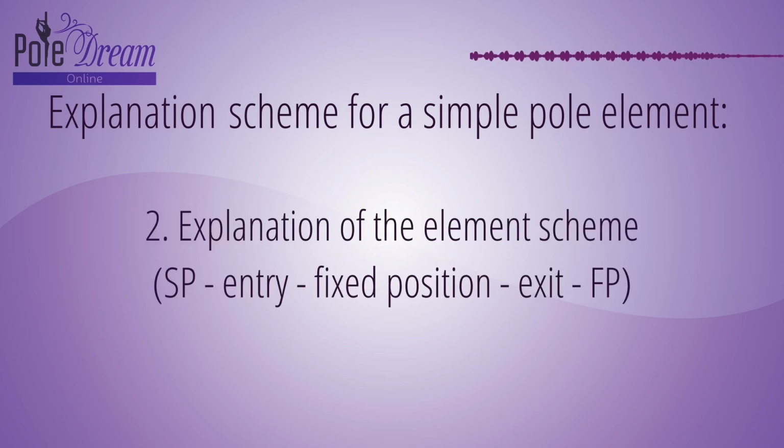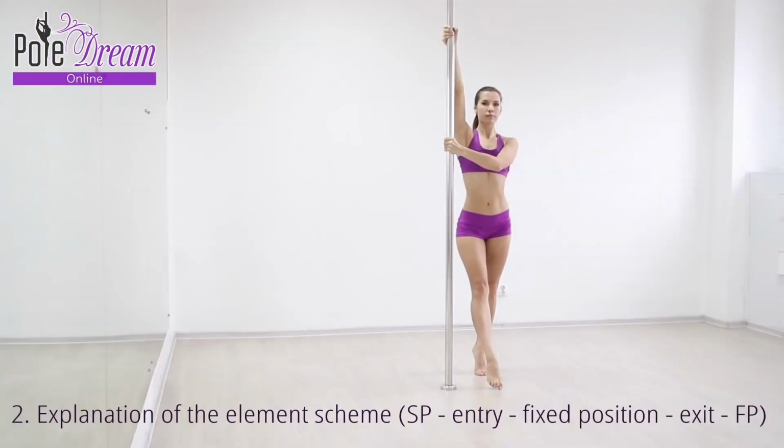So the second point is explanation of the element according to its structure: starting position, entry, fixed position, exit, and final position. And in our example, it will look like this. Stand close to the pole and take the pole using the basic grip. The inside arm is straight and maximum up, and the outside arm holds the pole at chest level. That was the explanation of the starting position.